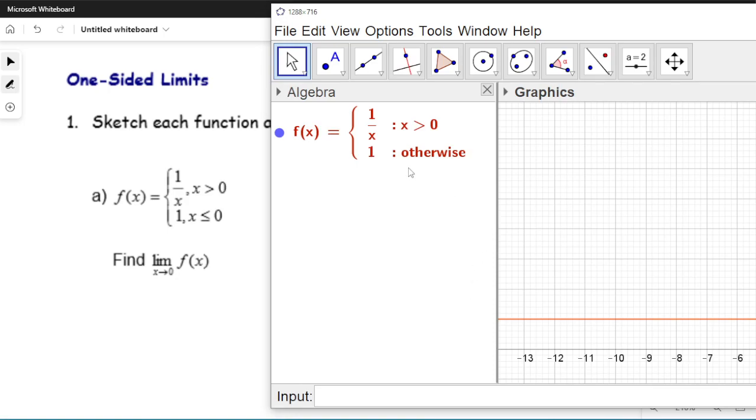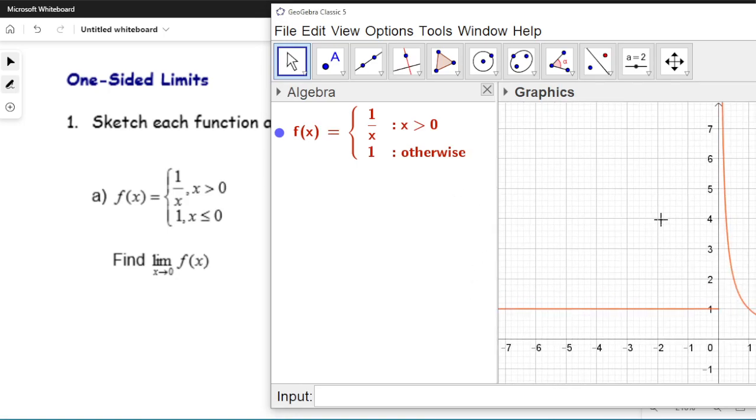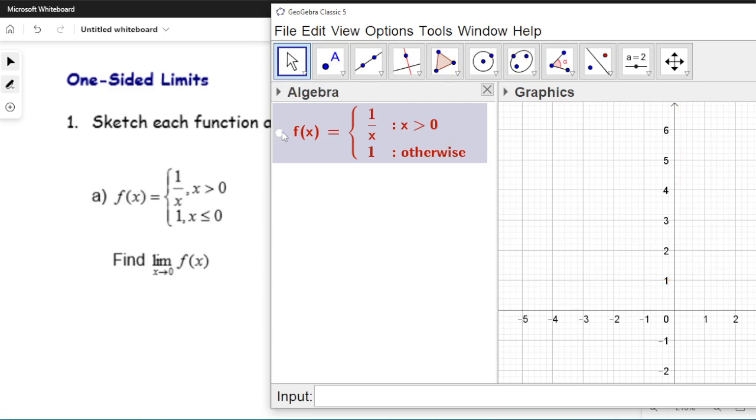Just visually inspecting this graph, it's quite easy to tell: would I say that the limit exists here when x approaches 0? The answer is no. There's two reasons why not. The first reason is that the left-hand limit, which exists and is a 1, obviously does not match whatever's happening on the right side.